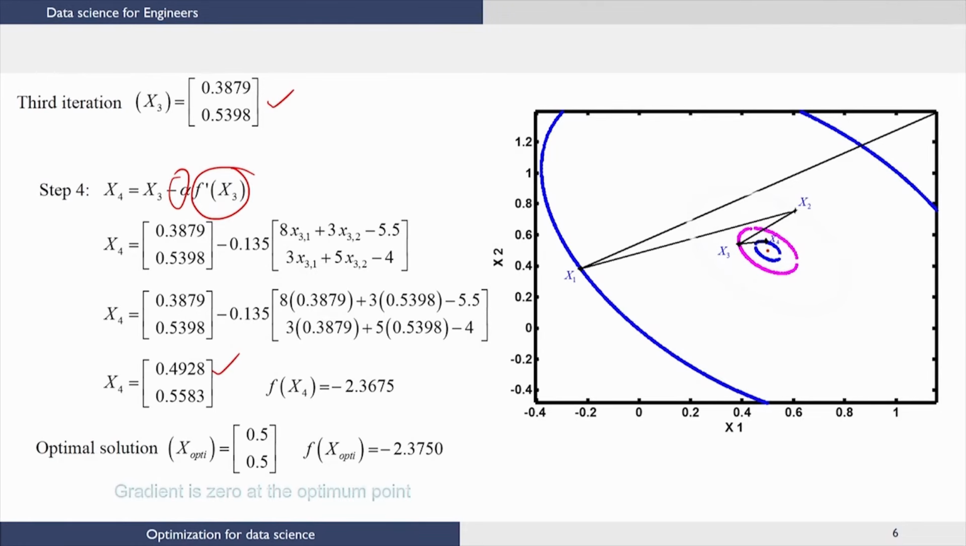So, if you do this for a few more iterations, you will get to the optimum point, which is this solution 0.5, 0.5, and the function value at this optimum point turns out to be this. Now, there are a couple of things that I would address here. When you write an algorithm like this, or when an algorithm like this works, you have to tell the machine to stop at some point, which is what in optimization terminology is called the convergence criteria.